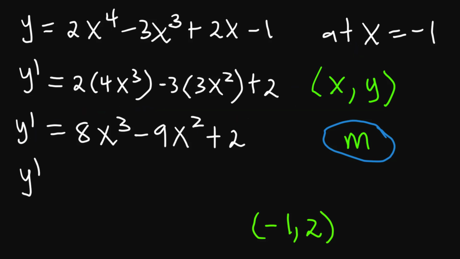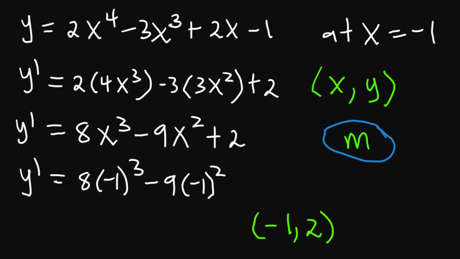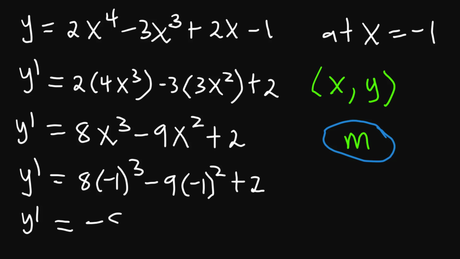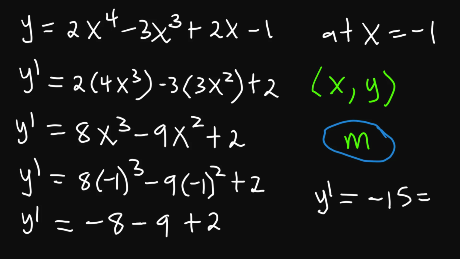Therefore, y prime will be equal to 8 times (negative 1)^3 minus 9 times (negative 1)^2 plus 2. This will give us y prime equaling: (negative 1)^3 will give us negative 1 times 8, which will become negative 8. And then (negative 1)^2 will give us positive 1 times negative 9, which will give us negative 9. So this will be negative 9 and then plus 2. And therefore y prime will be equal to negative 15. And this is the slope m.